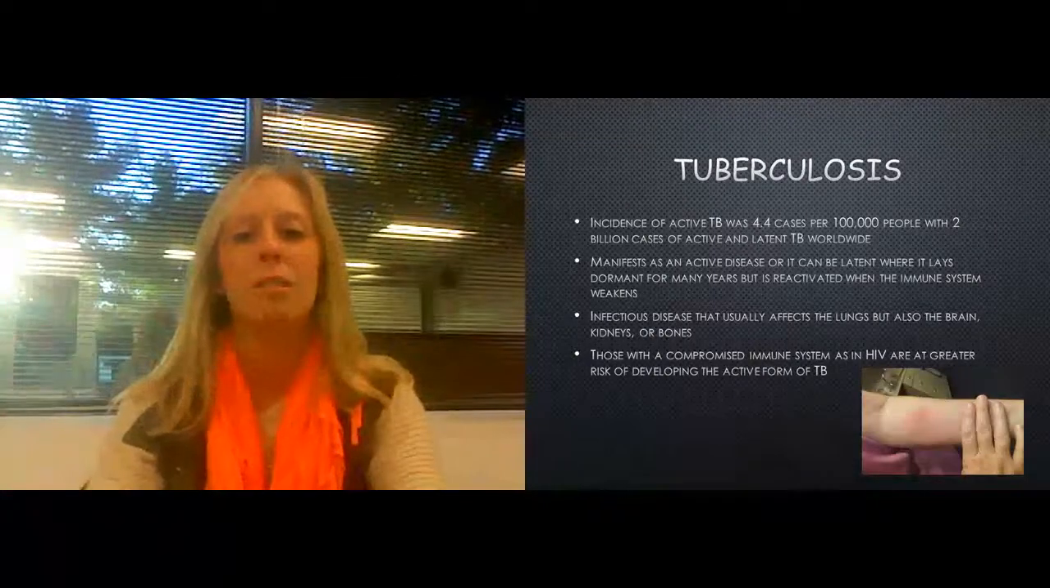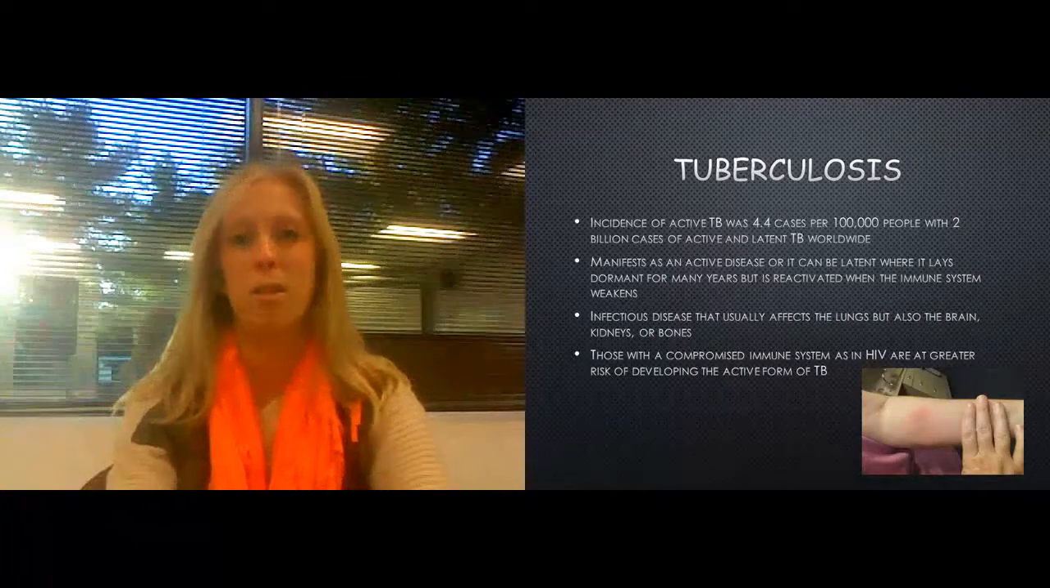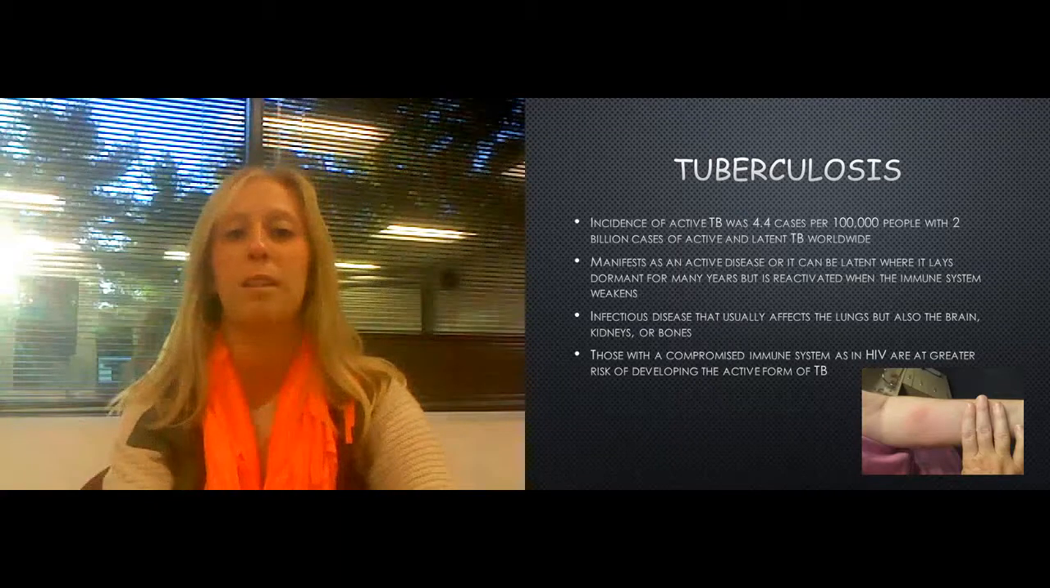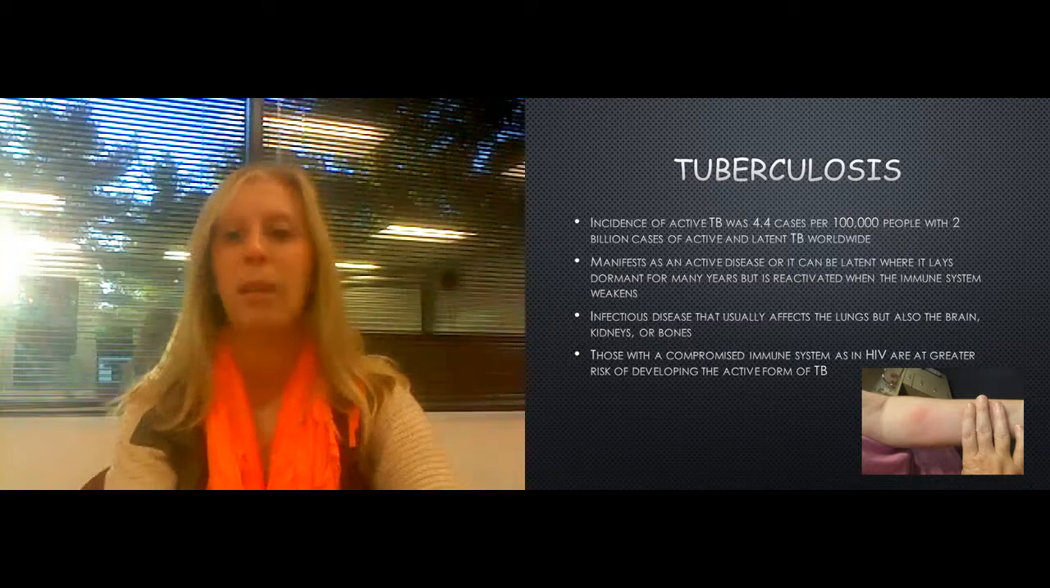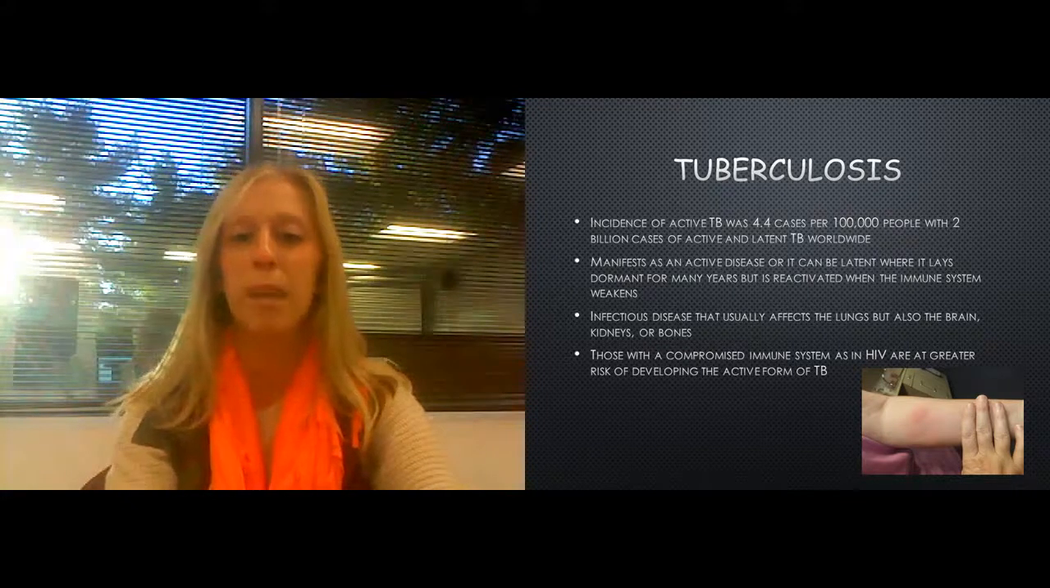The incidence of active TB was 4.4 cases per 100,000 people, with 2 billion cases of active and latent TB worldwide. It manifests as an active disease, or it can be latent where it lies dormant for many years but is reactivated when the immune system weakens.